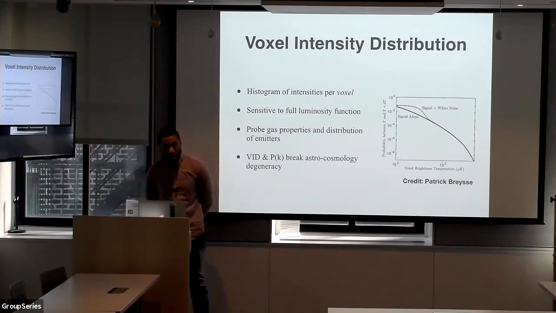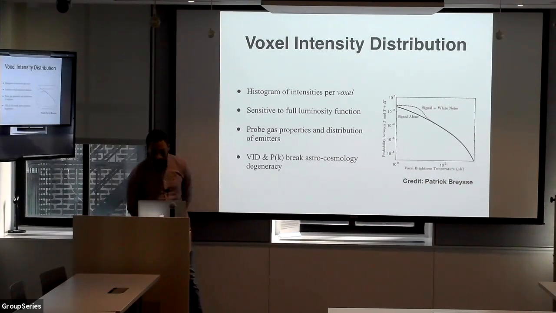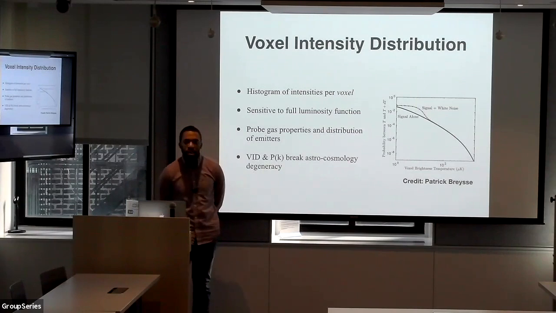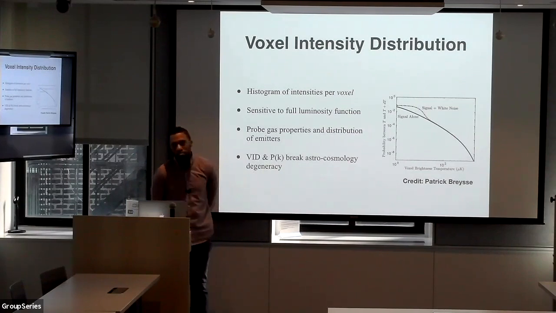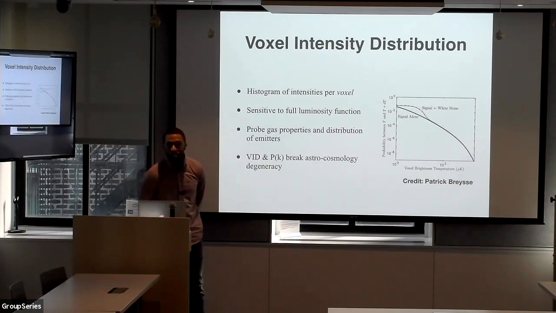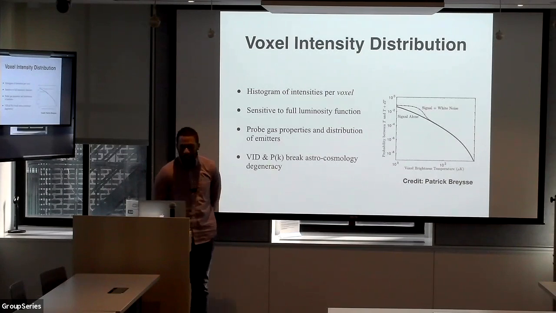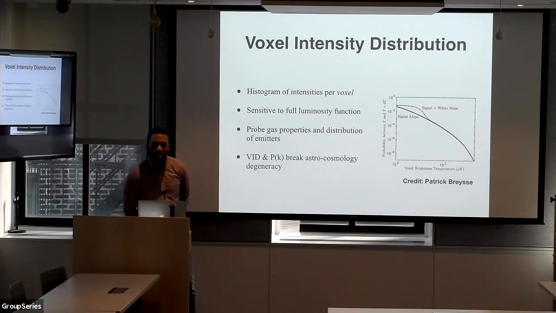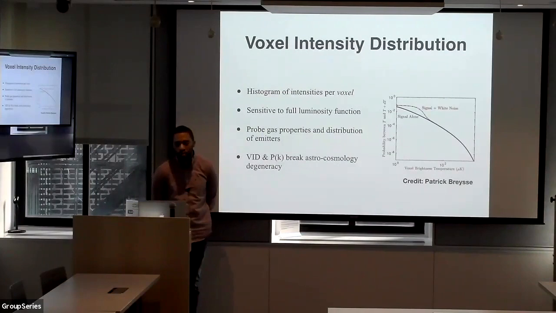This is a lot of work that was pioneered by Patrick Breysse at CITA. The idea is that you can just take the intensity maps and measure the histogram of intensities within each pixel, and this actually contains information. In particular, it's basically a direct tracer of the luminosity function itself. This could be a very powerful tool, and Patrick has been updating this statistic over time, in particular developing ways to remove the foreground signal from this.